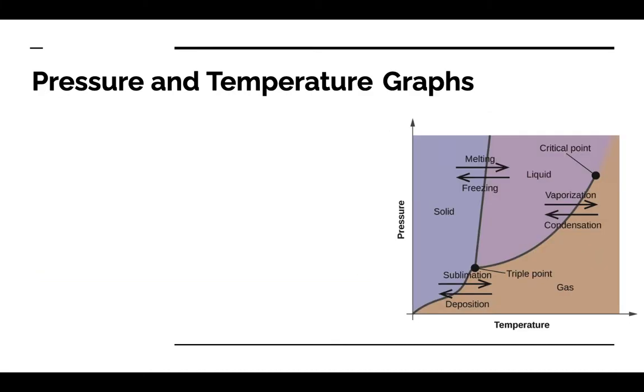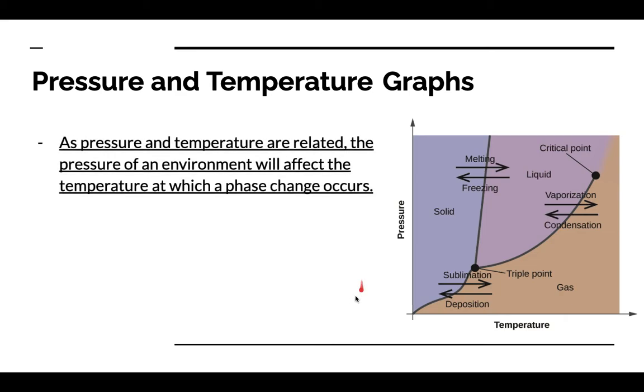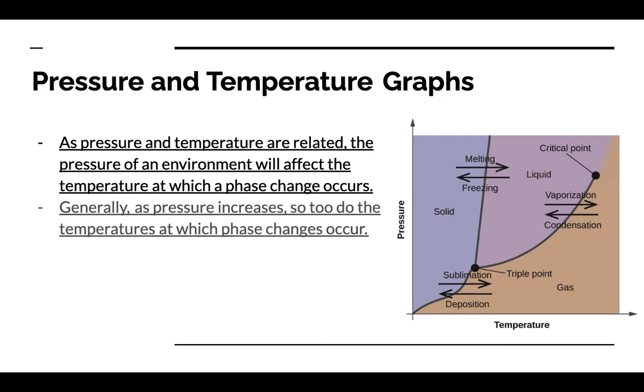All right, so pressure and temperature graphs, okay? So it actually turns out that the temperature at which something undergoes a change in state of matter is not just one single point for one object, but it can depend on the pressure of your substance, okay? So as pressure and temperature are related, the pressure of an environment will affect the temperature at which a phase change occurs, okay? Generally, as pressure increases, so too does the temperature at which phase changes occur, all right?